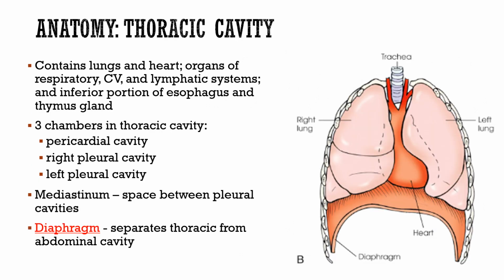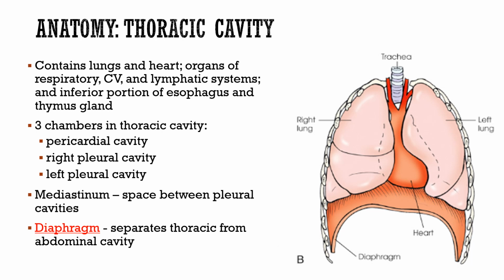Now, as far as the thoracic cavity, it contains the lungs and the heart, the organs of the respiratory, cardiovascular, and lymphatic systems, and the inferior portion of the esophagus and the thymus gland. There are three chambers in the thoracic cavity.